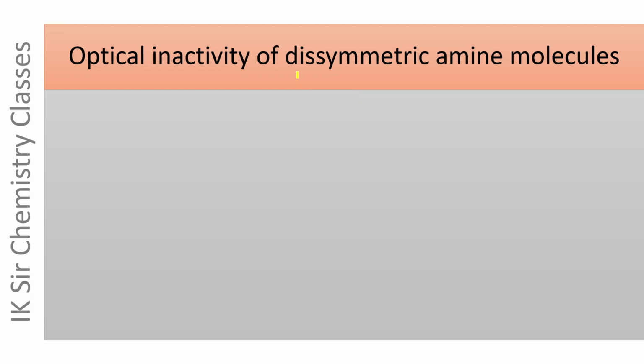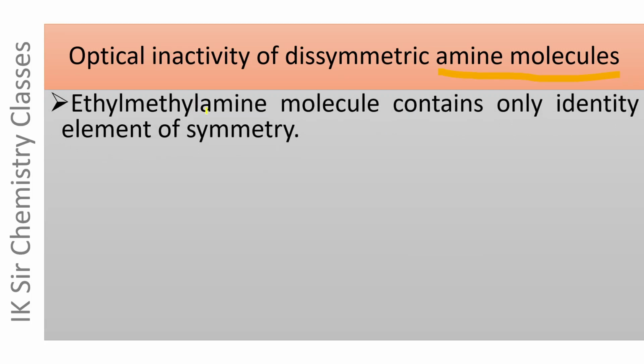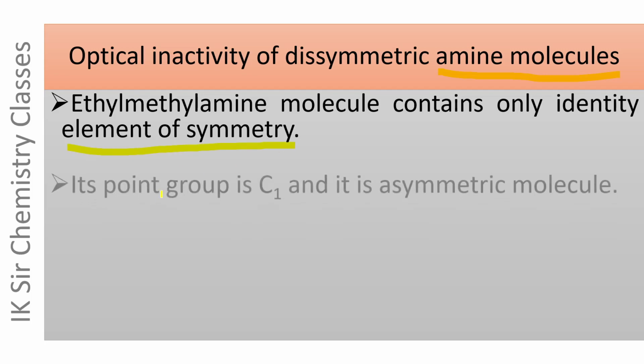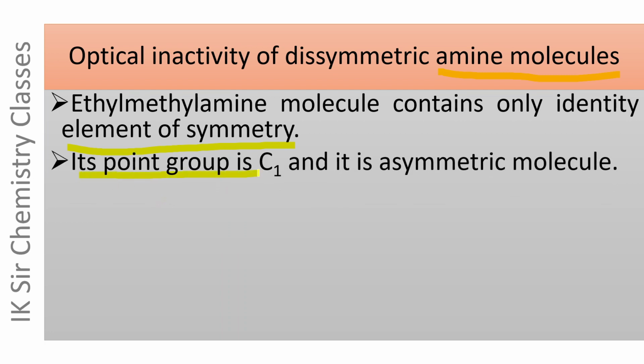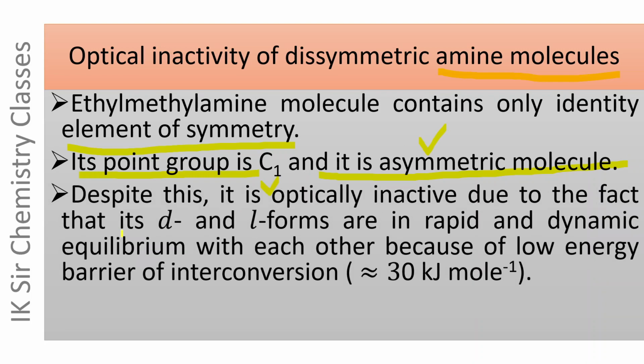Optical inactivity of dissymmetric amine molecules. Ethylmethylamine molecule contains only identity element of symmetry and no other element of symmetry. Its point group is C1 and it is an asymmetric molecule. The molecule which does not contain any other element of symmetry than identity is called asymmetric molecule. Its point group is C1 and it is expected to be optically active, but it is not true.